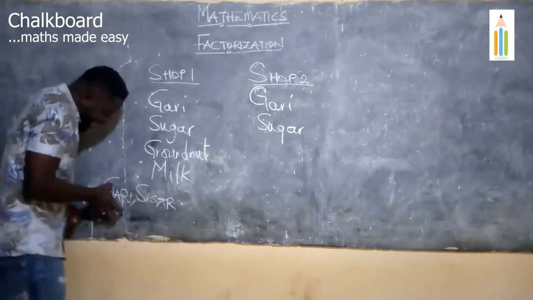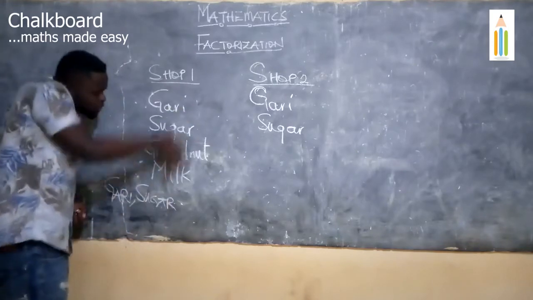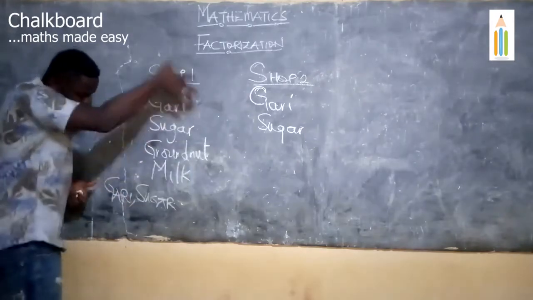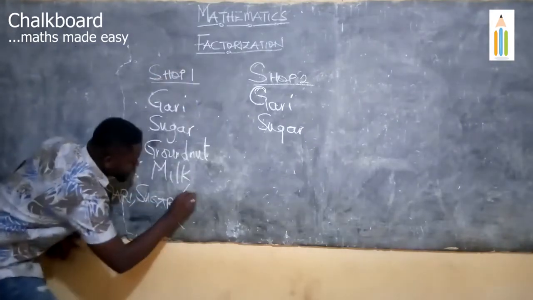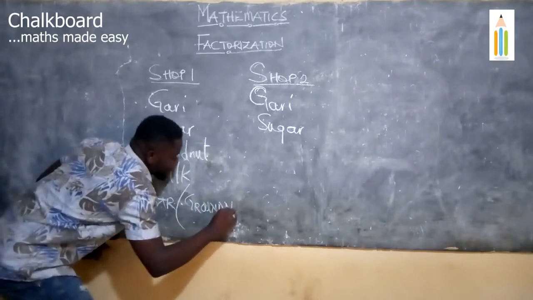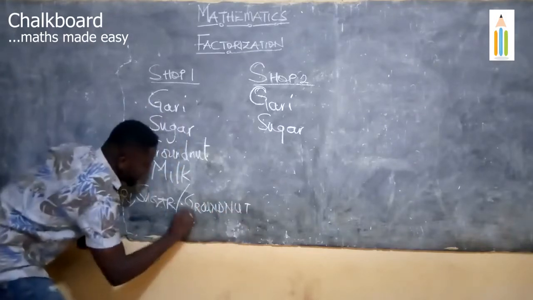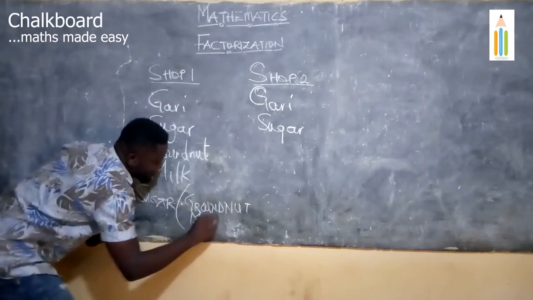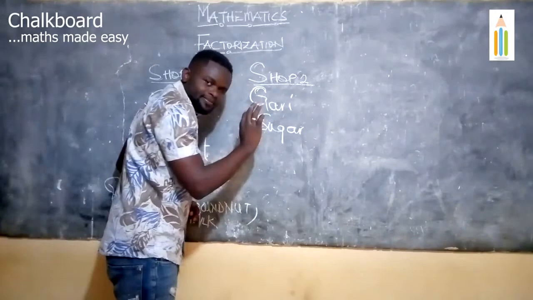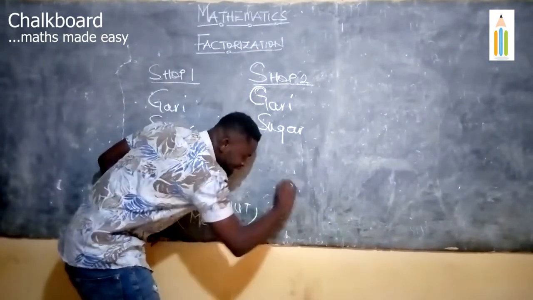So now if garri is out and sugar is out, what will be left with shop 1? I hope now you are guessing. What will be left with shop 1? Shop 1 will be left with groundnut and milk. And shop 2, nothing will be left here. So I can put 0 here for now.